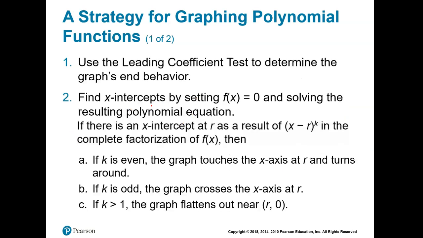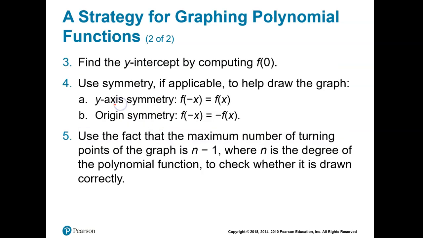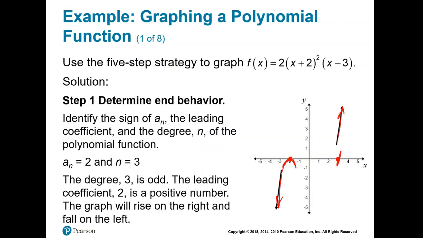y-intercept in addition to the x-intercepts. So the x-intercepts are negative 2 and 3. The y-intercept would be f of 0. Remember we said that notation, f of 0 is the y-intercept. So this would be 2 times (0 plus 2) squared times (0 minus 3). So 2 squared is 4, so this would be 2 times 4 times negative 3. So that is 8 times negative 3, that's negative 24.